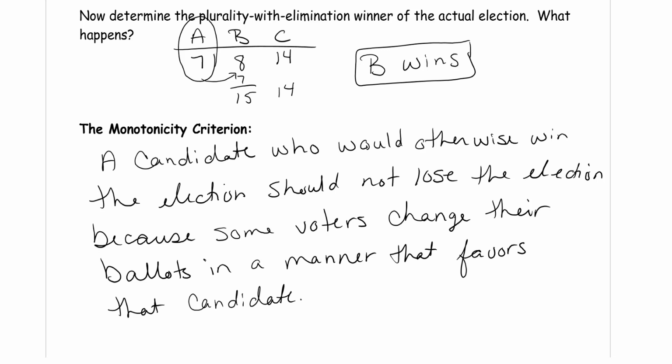Okay, so here is the definition written out. A candidate who would otherwise win the election should not lose the election because some voters changed their ballots in a manner that favors that candidate. So that was what we saw happen in this straw election, was that some of the voters after the straw election went, A probably doesn't have a chance to win at all, and so we're going to vote for our next favored candidate, which was candidate C, the original winner of the election, hoping that their second choice would win the election, which ended up causing candidate C to not win at all.